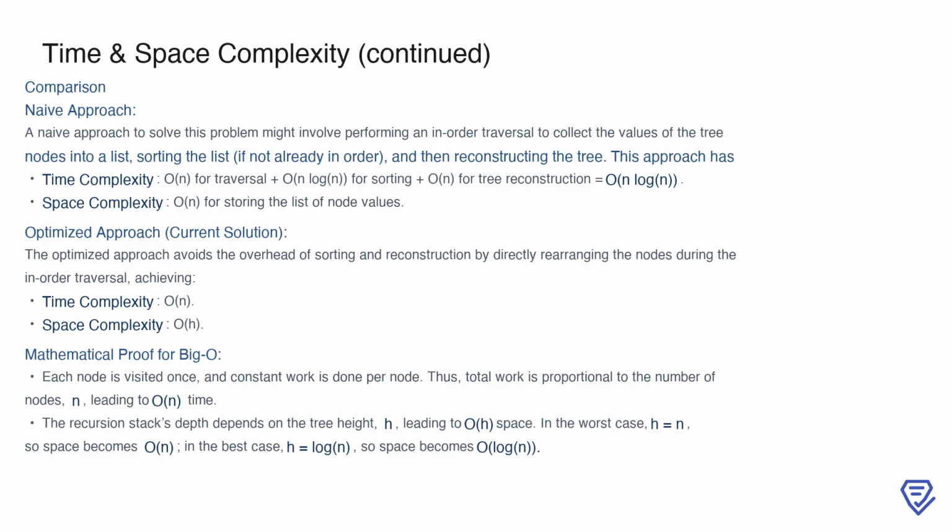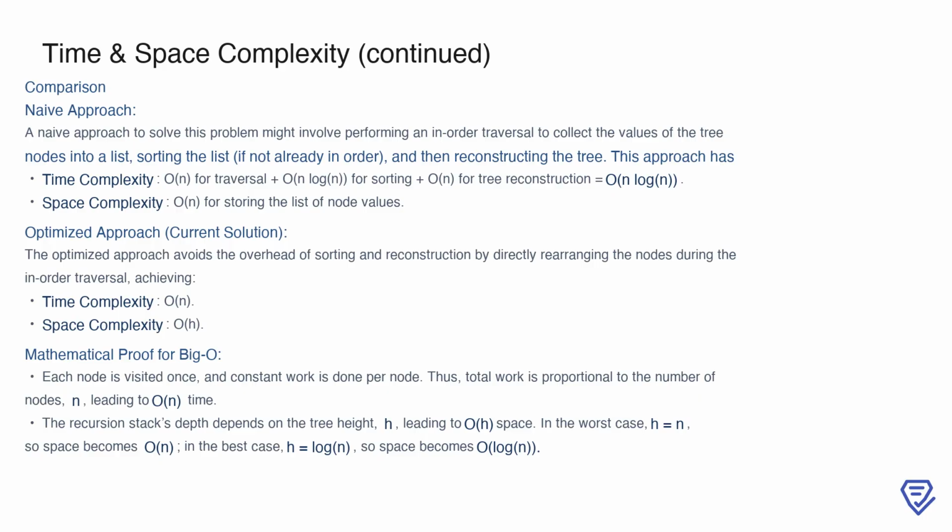A naive approach to solving this problem could involve performing an in-order traversal of the tree to collect all the node values into a list, sorting the list if necessary, and then reconstructing the tree in the desired order. This method, however, comes with higher costs. The time complexity would be O(n) for the traversal, O(n log n) for sorting, and O(n) for reconstructing the tree, resulting in a total time complexity of O(n log n).